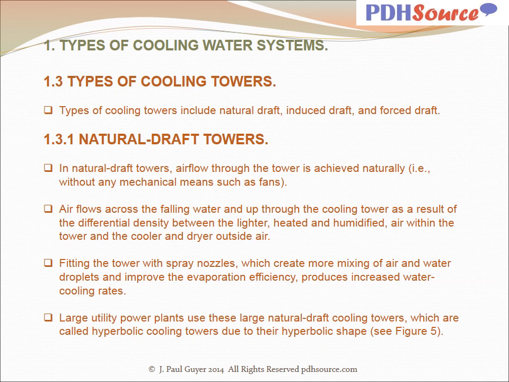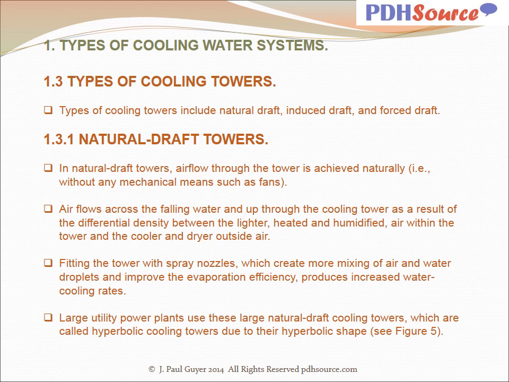The types of cooling towers include natural draft, induced draft, and forced draft. In natural draft towers, airflow through the tower is achieved naturally, that is, without any mechanical means such as a fan. Air flows across the falling water and up through the cooling tower as a result of the differential density between the lighter, heated, and humidified air within the tower and the cooler and drier air outside. Fitting the tower with spray nozzles, which creates more mixing of air and water droplets and improves the evaporation efficiency, produces increased water cooling rates.